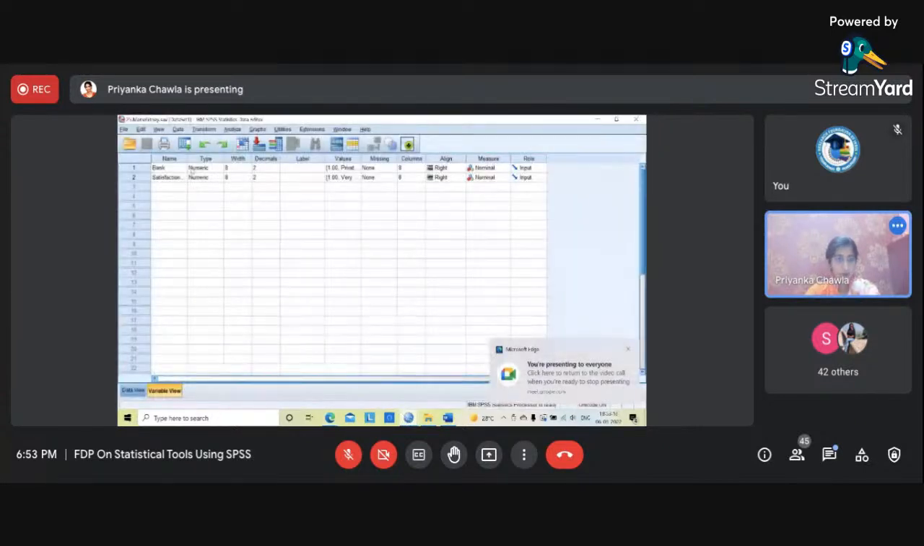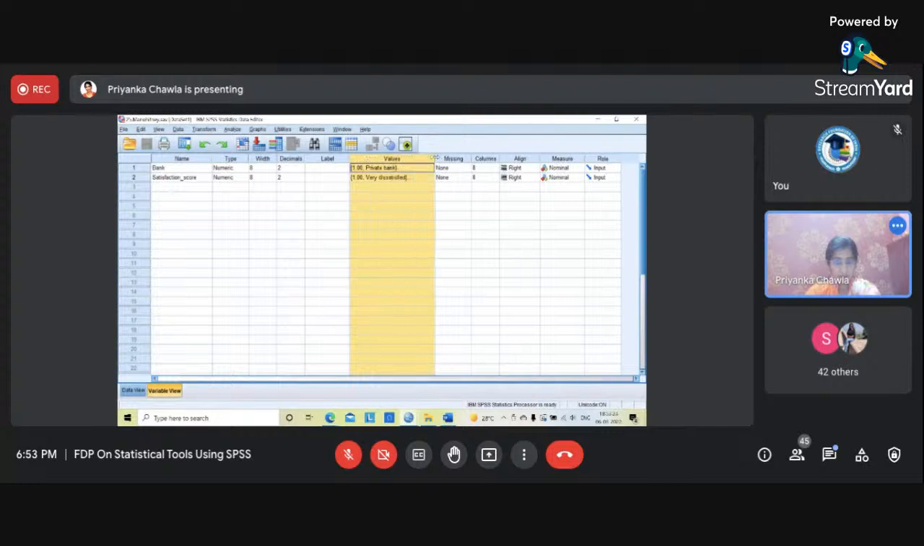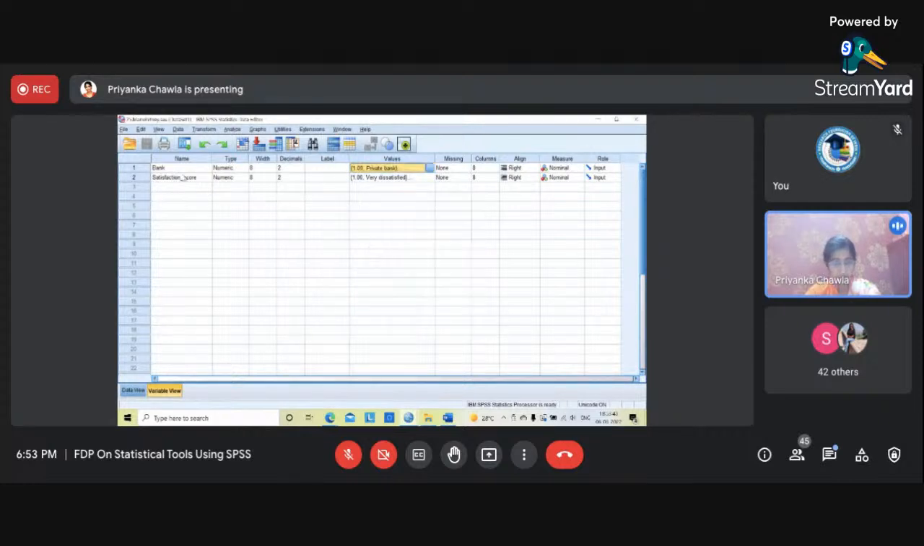Now, let me explain the background. These are the banks. We want to check whether the customers are satisfied or not. These customers have bank accounts in private as well as public banks. We want to measure whether these customers are satisfied or not.